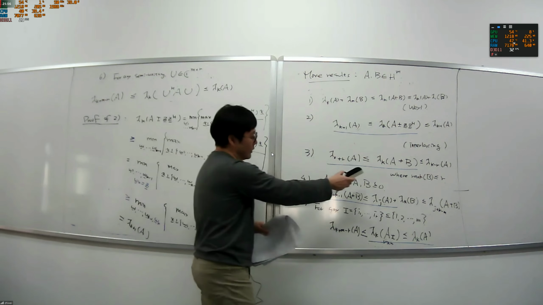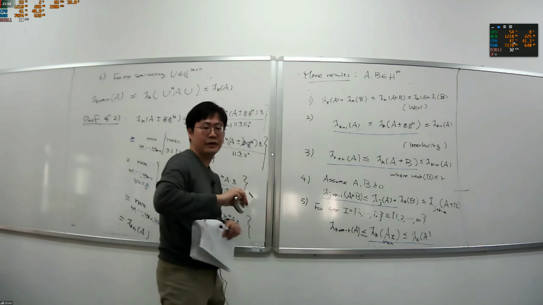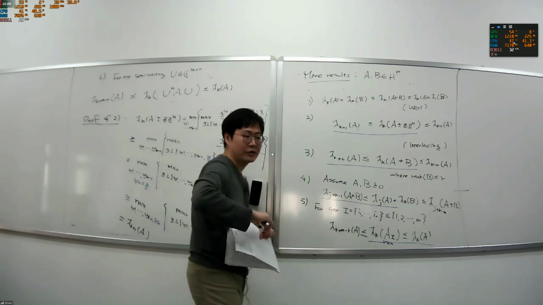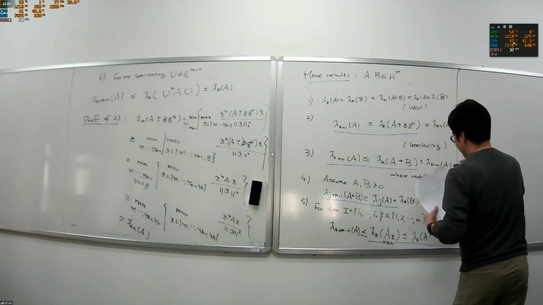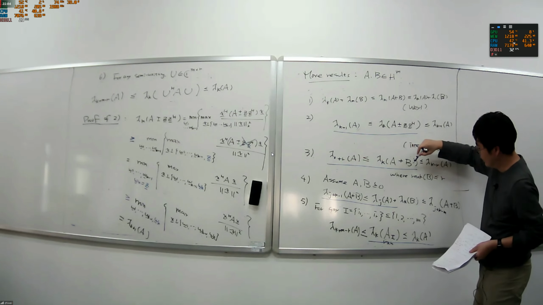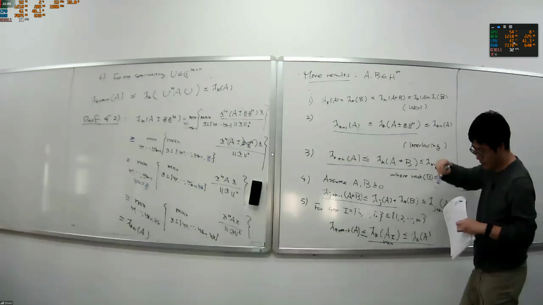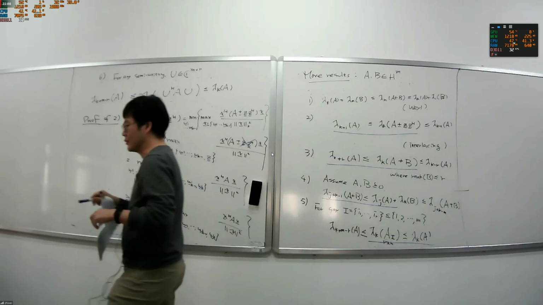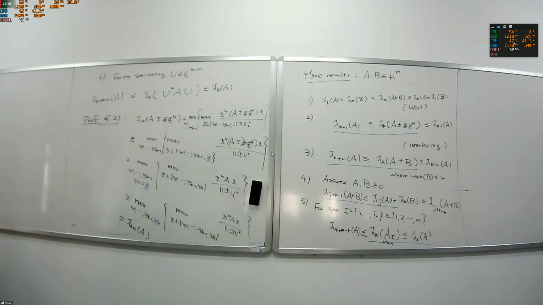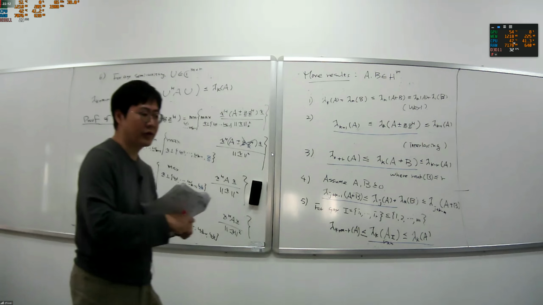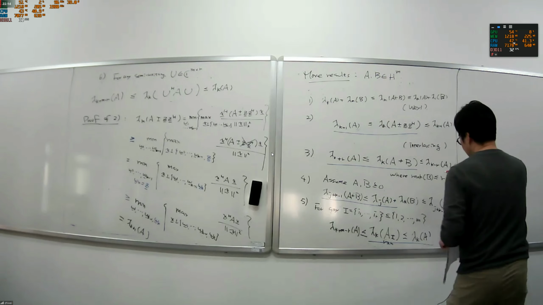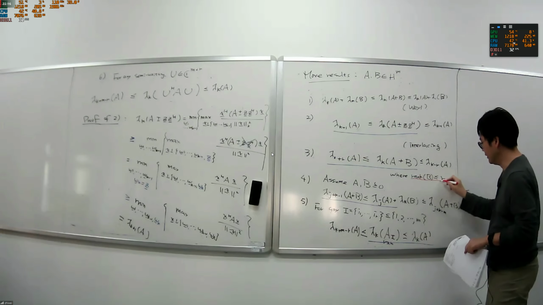Then how about this one? This one we don't need to prove. Why is that? Because of rank, right? If B has rank no larger than R, at most R, so rank B is R.